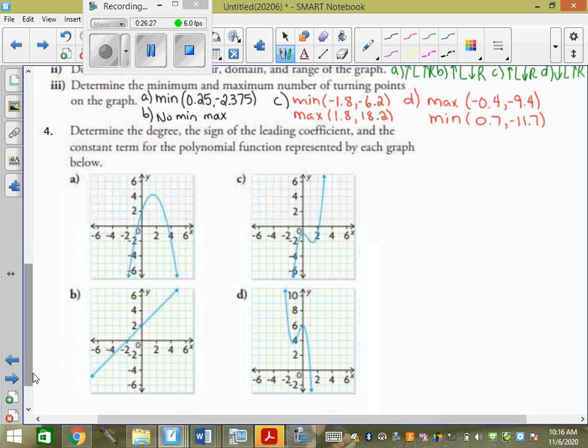Now, what if they give us a graph and ask us information? So here it says determine the degree. Based on the look of it, you should be able to determine the degree, right? Degree 1 is a straight line because it's a linear function. Degree 2 is a quadratic, so it's a parabola. Degree 3 makes those S-curves, right? So what's A? Degree 1, 2, or 3? What's B? Degree 1. And then C and D are both those S shapes, so they're degree 3 and degree 3.